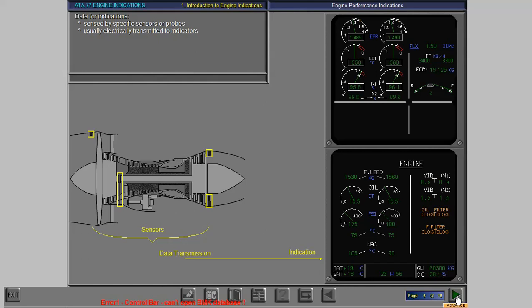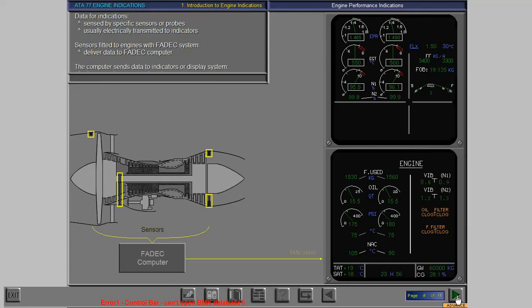Data for the indications is gathered by specific sensors or probes. The data is usually electrically transmitted to the indicators. You will learn about the sensors and probes in more detail in a later lesson. Sensors fitted to engines with a FADEC system will first transmit the data to the FADEC system computer. The computer then sends the data to the indicators or display system and also uses it to control the engine. In the next segment we look at the secondary indications.